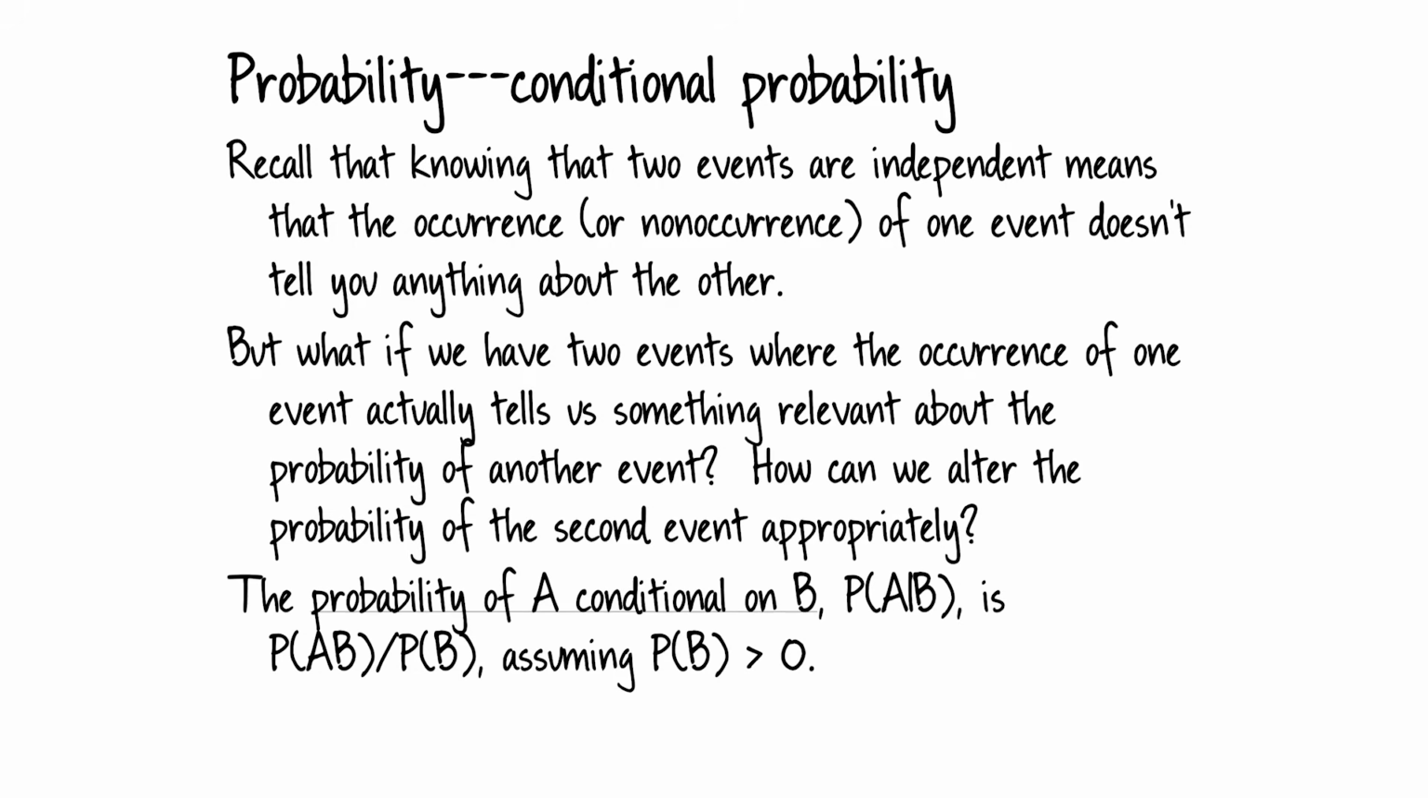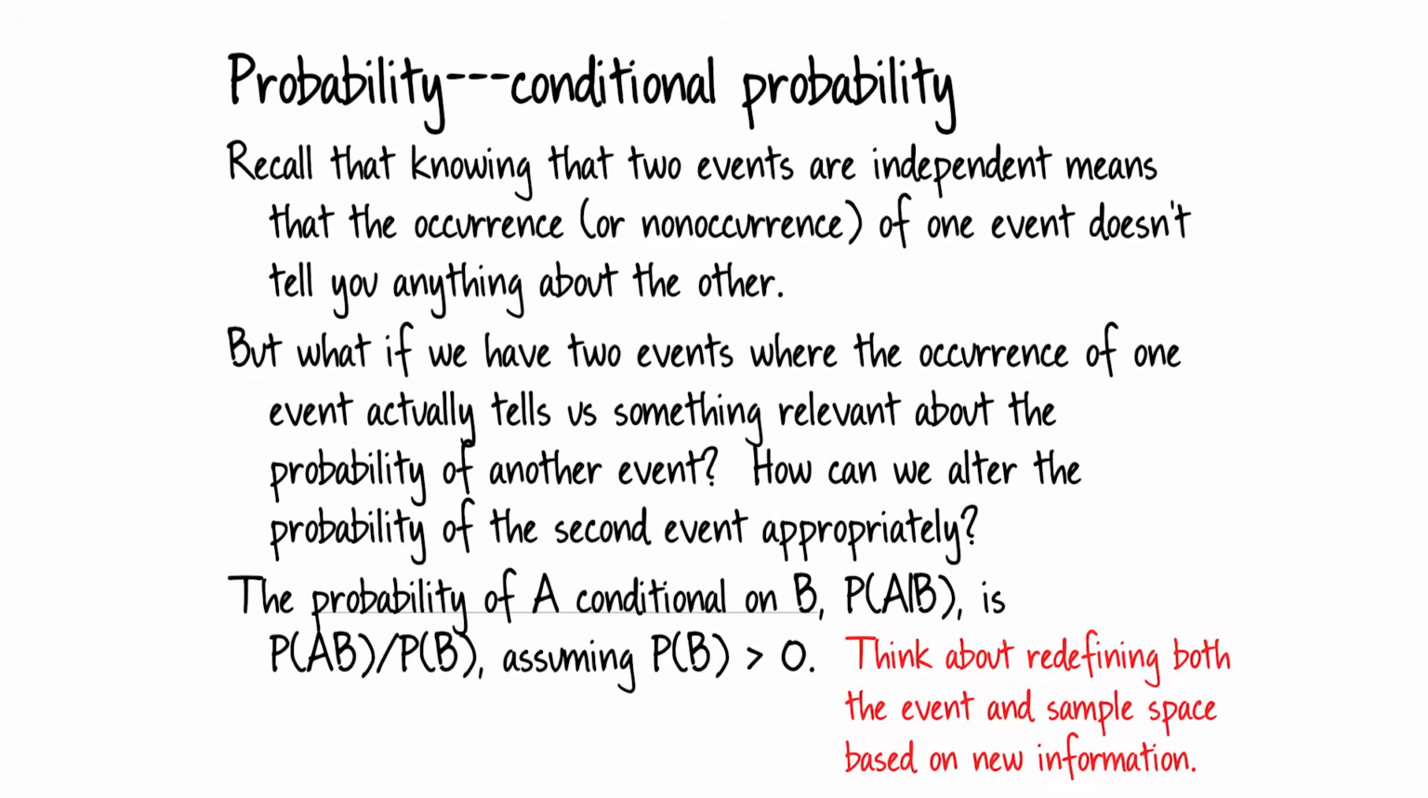Now this definition only holds if the probability of B is greater than 0. We can't condition on an event that has 0 probability. So we don't even define it if the probability of B is equal to 0. Okay?